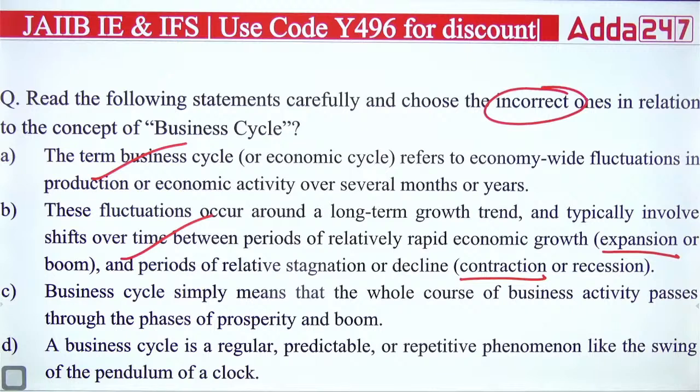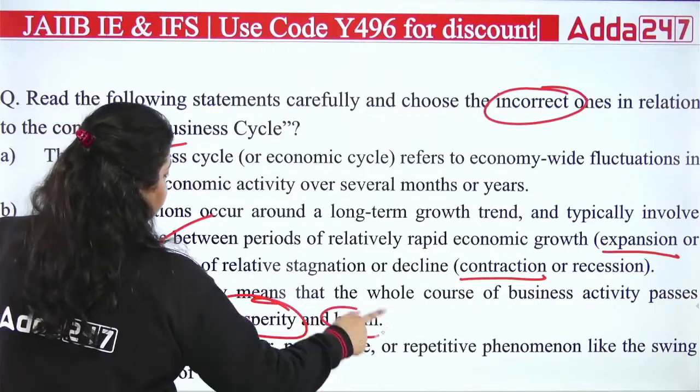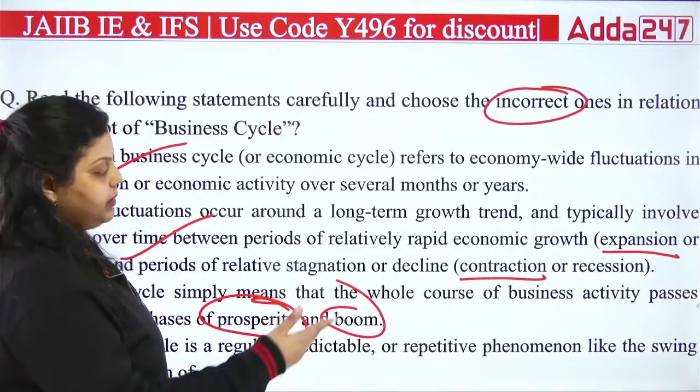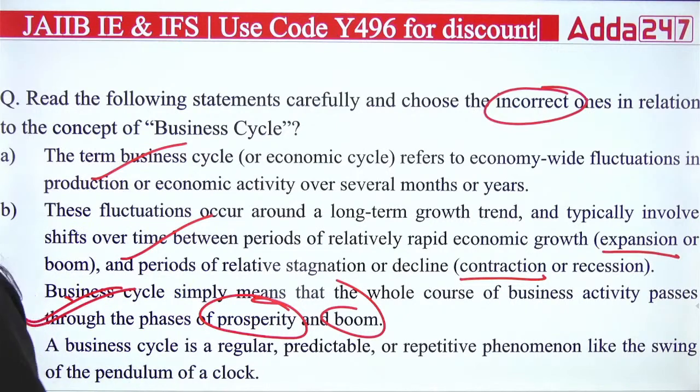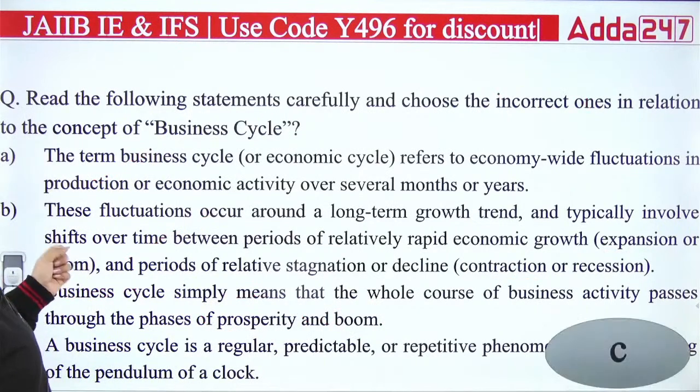Third is saying that the business cycle simply means that the whole course of business activity passes through the phases of prosperity or boom. No. If one is prosperity, the other one should be decline. No? It should be contraction. So I guess right answer is your C. C is the incorrect statement here. Hana, if one phase is your prosperity, the other phase has to be your declining. So right answer is C.